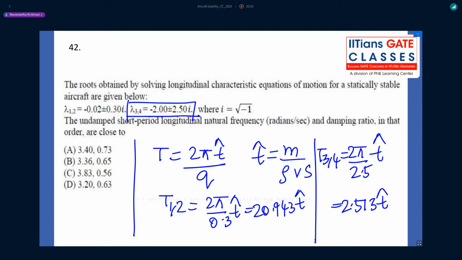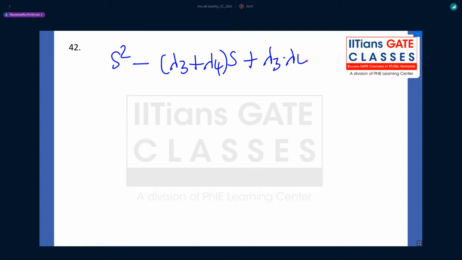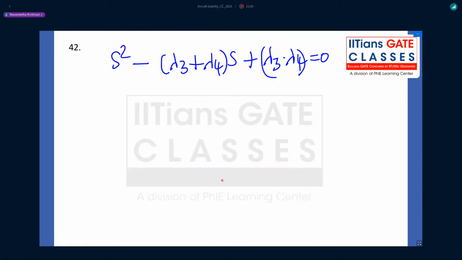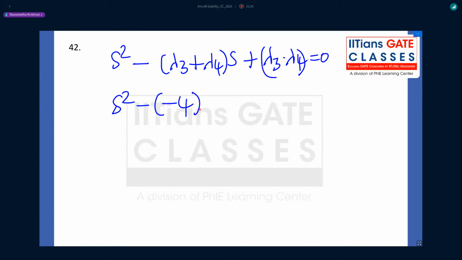Now from this we have to find out the eigenvalue, the natural frequency, and the damping ratio. From lambda 3,4, the quadratic equation can be written as s squared minus (lambda 3 plus lambda 4) s plus lambda 3 into lambda 4 equals 0. So if I substitute lambda 3 plus lambda 4, this is minus 2 minus 2, which adds up to minus 4. If I add the imaginary parts, one is plus 2.5, the other is minus 2.5, and adding both gives 0. So lambda 3 plus lambda 4 is this.